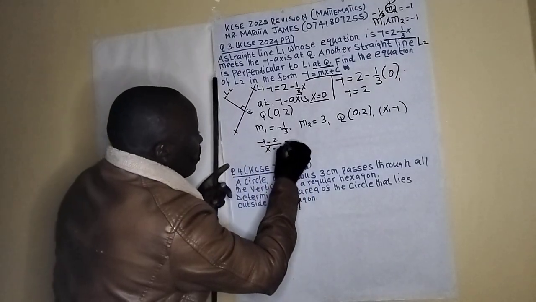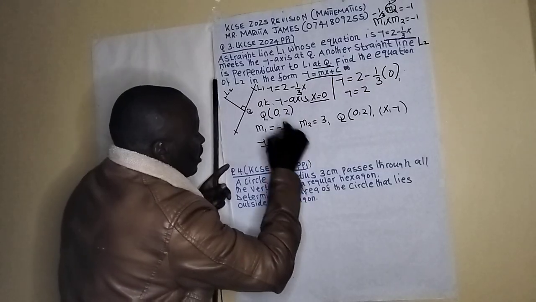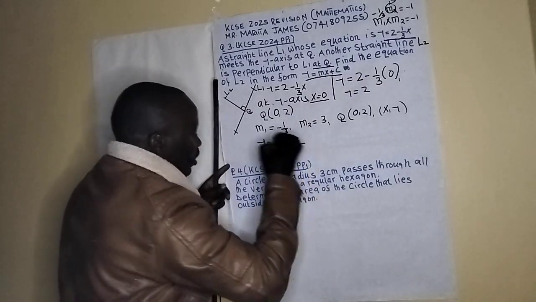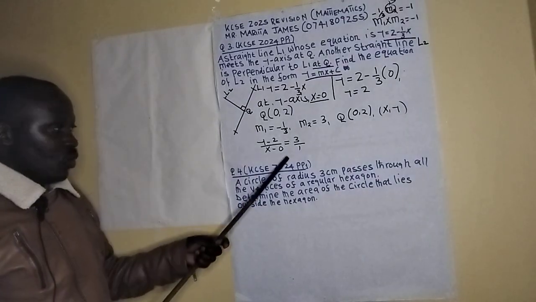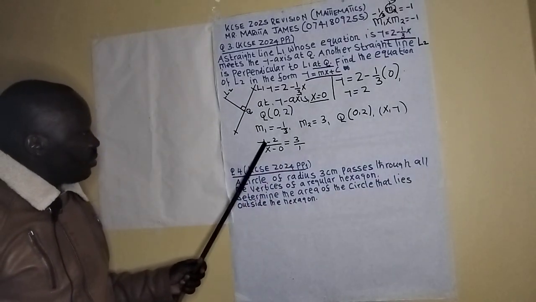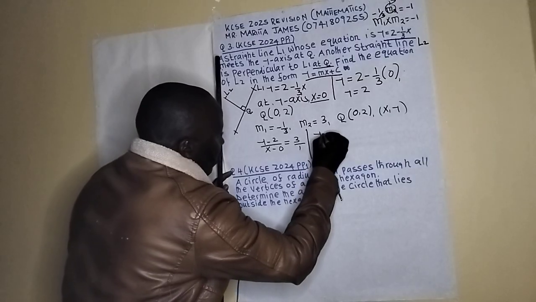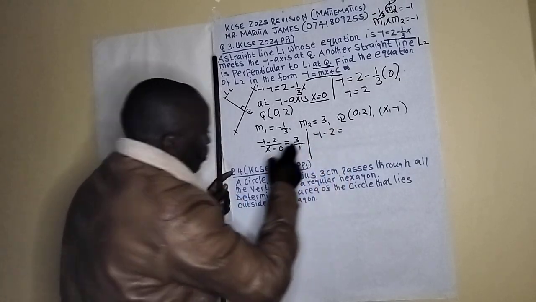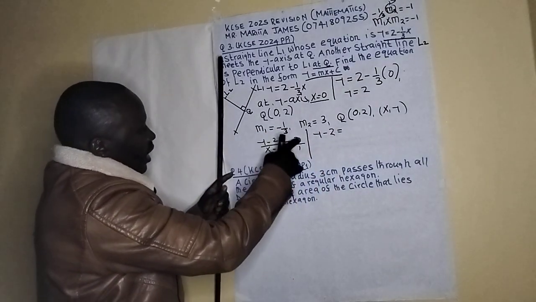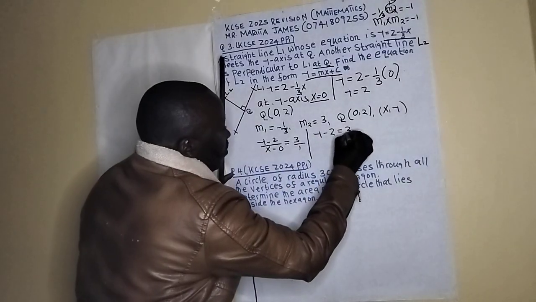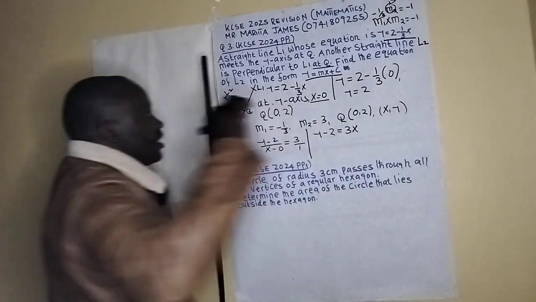And this gives us the gradient, and our gradient here is equal to 3. We can put this over 1. Then we do 1 times y minus 2. We get y minus 2, which is equal to, that is cross multiplication, 3 times x minus 0. Of course, this gives us 3x.